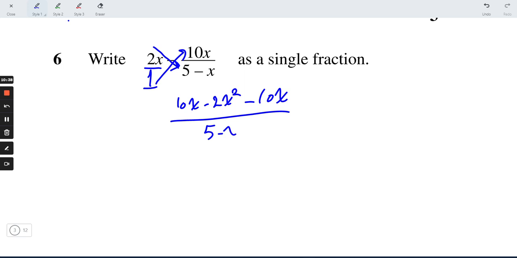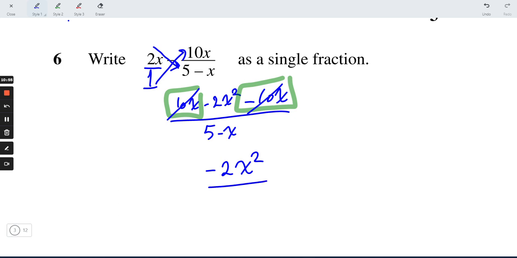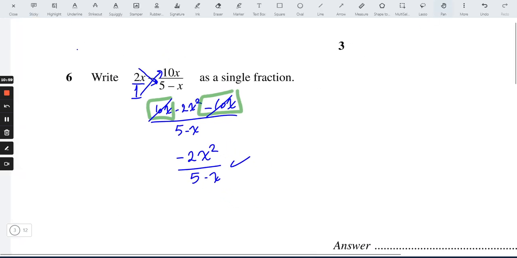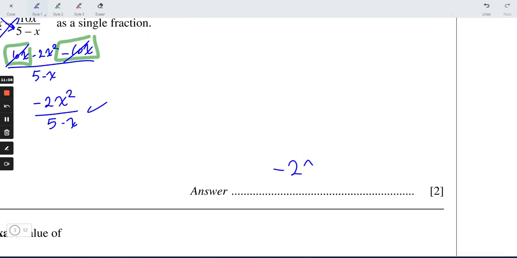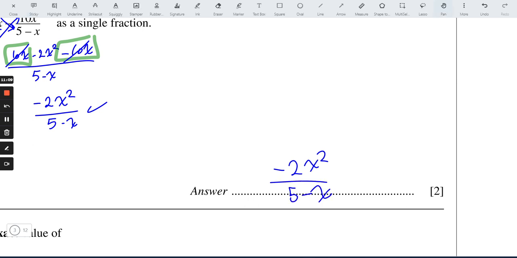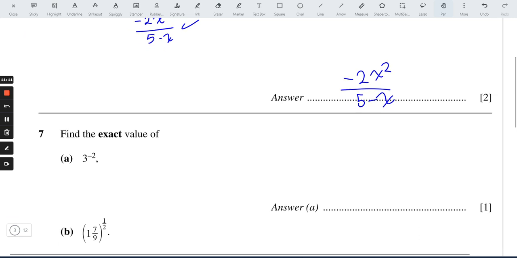is 5 minus x. Now we know that 10x is the same as 10x, but they are different in signs, so subtract them, you will get 0, so this one will be cancelled with this one, so minus 2x squared over 5 minus x, and this is our answer. So you will write it here, 2x minus 2x squared over 5 minus x. Don't forget to write your answer in the space provided.